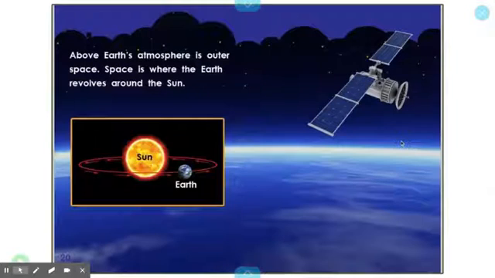Above Earth's atmosphere is outer space. Space is where the Earth revolves around the sun, and we can see how it revolves counterclockwise. And there is a satellite and the Earth. Beautiful.